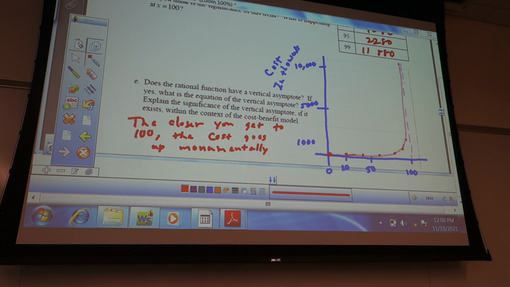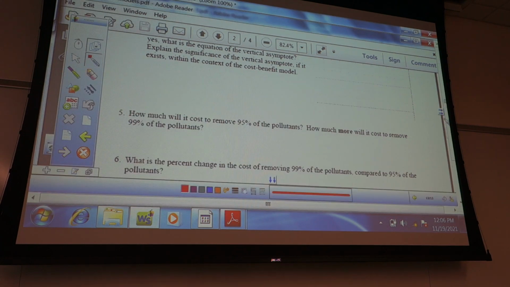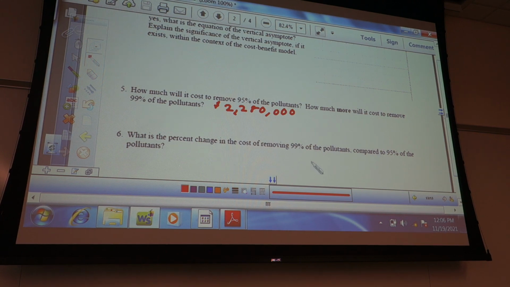So let's take a look. Next one's down. How much will it cost to remove 95% of pollutants? How much does it cost to remove 95%? It was 2280, is that right? 2280. Thousand. So $2,280,000. How much more will it cost to remove 99%? So how much does it cost to remove 99% of the pollutants? 11,880.